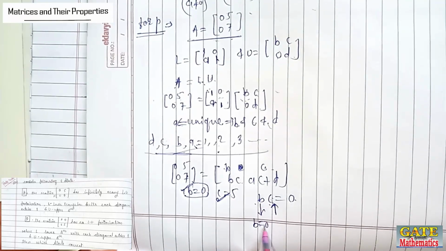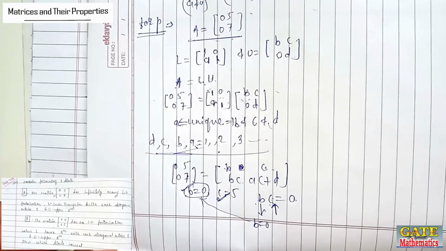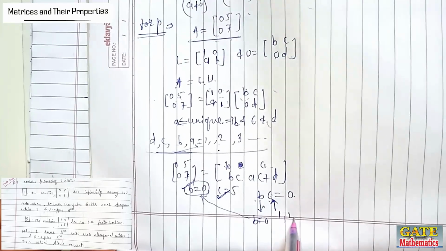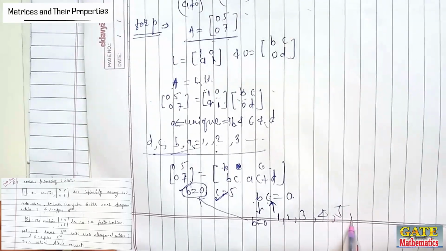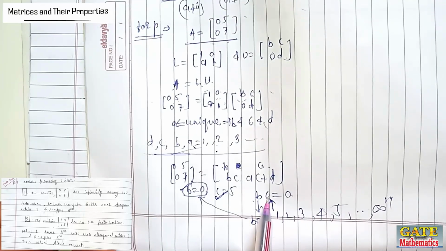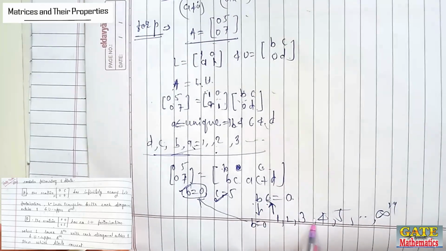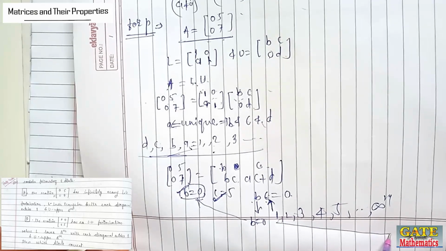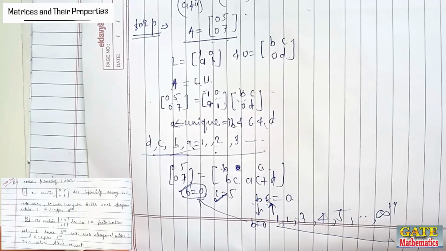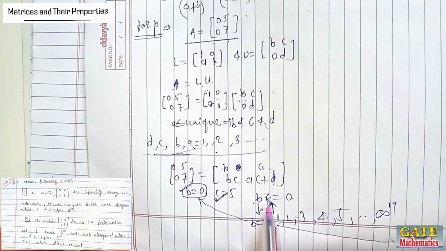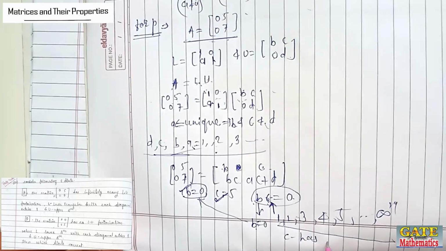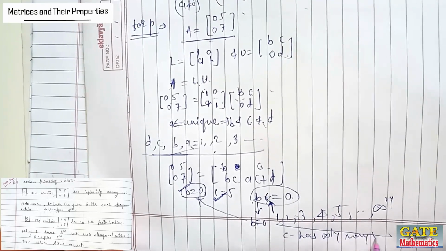So b is already 0 here. But what about a? We can take a as 1, 2, 3, 4, 5, 6 and infinitely many values we can take as a here. How many values are possible for a? Infinitely many values are possible for a, because b is 0. That's why we'll always get ab equal to 0 for any value of a. So this condition holds for a having infinitely many values.